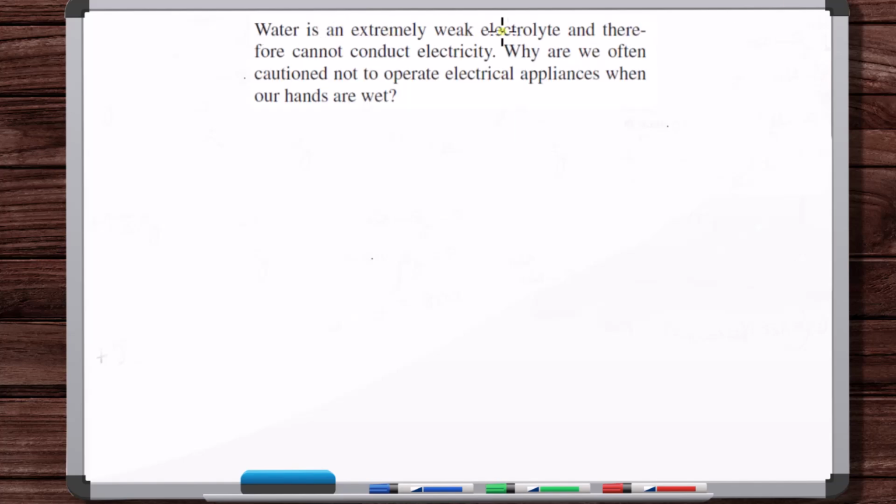Water is an extremely weak electrolyte and therefore cannot conduct electricity. Why are we often cautioned not to operate electrical appliances when our hands are wet? Okay, so this is because tap water is not necessarily pure water. There's dissolved salts, which make it conductive. It's not necessarily pure. That's why.